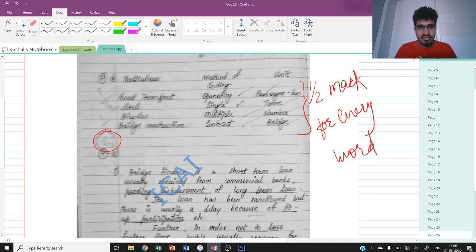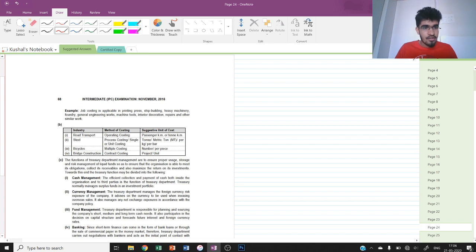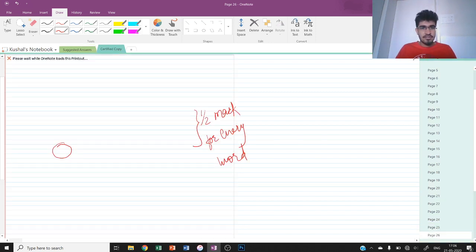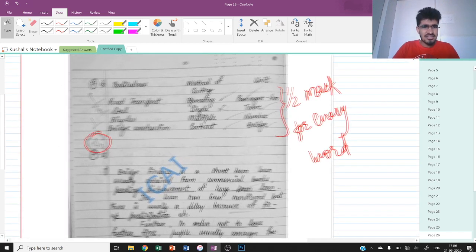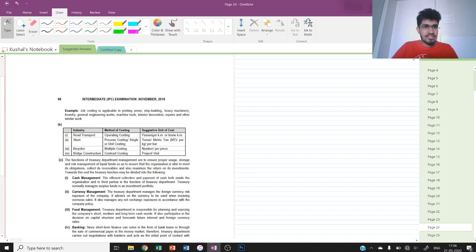Let's check what is the answer for steel. What is the method of costing for steel? I don't remember. Question 7B. Okay, it is process costing, single or unit costing. So I have written it as single costing. See, the answer contains single costing.